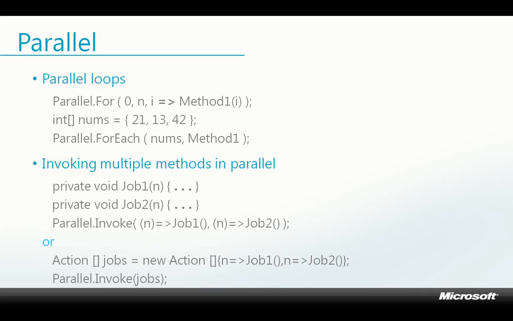Whichever way you do it, Invoke automatically blocks the current thread until all the methods have returned from the parallel execution, so you don't need to code or wait for it.